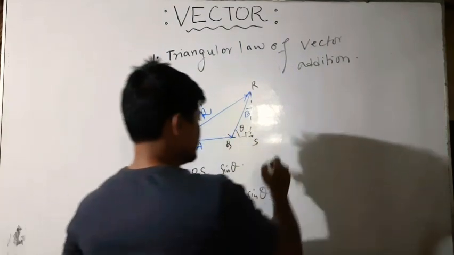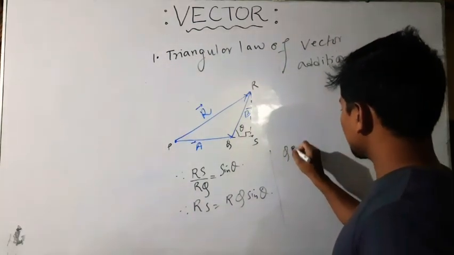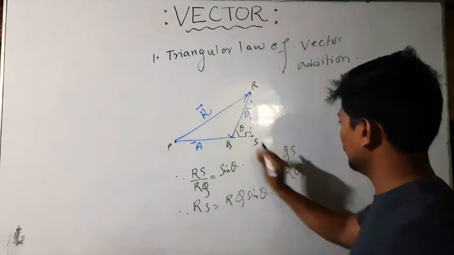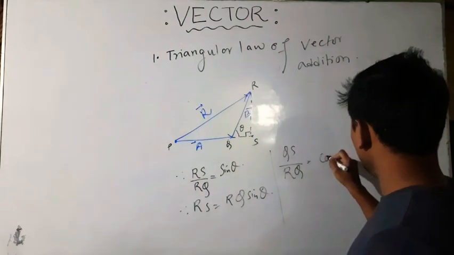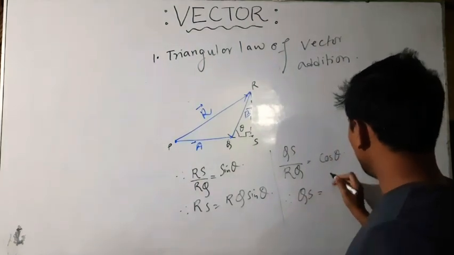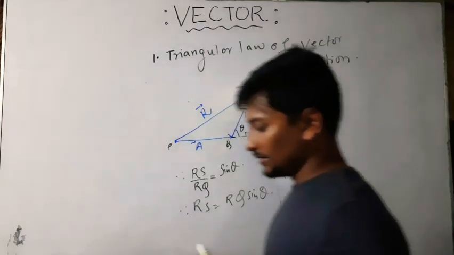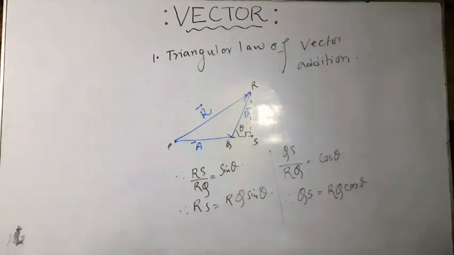Understood? Similarly, QS divided by RQ, the QS is the base and this is your hypotenuse. So base by hypotenuse gives me cos theta. So here QS equal to RQ cos theta. See it carefully, did you understand up to this much or not?